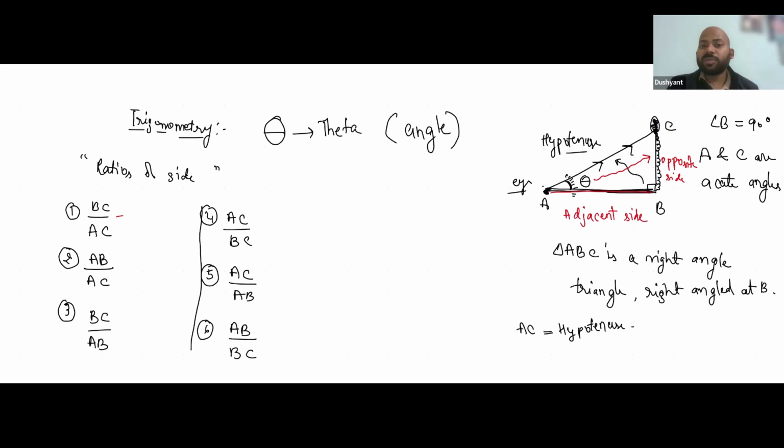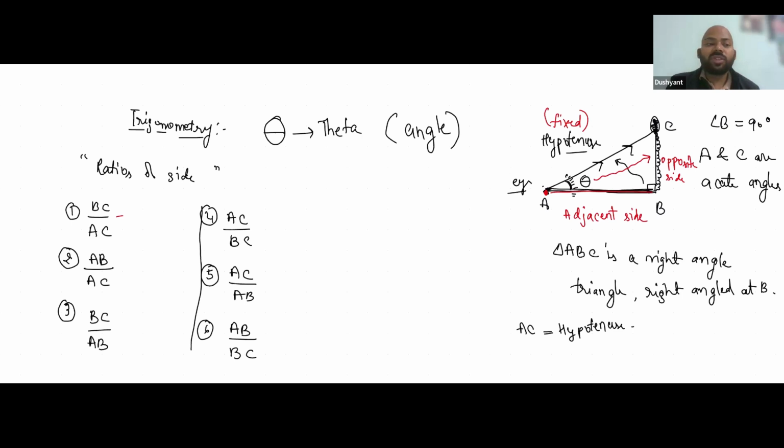Right? So this is my hypotenuse. Hypotenuse will be fixed. Why am I saying it is fixed? Because if I'm taking angle A, its opposite side will be BC, correct? And its adjacent side will be AB. And AC is going to be my hypotenuse. So hypotenuse will be fixed.